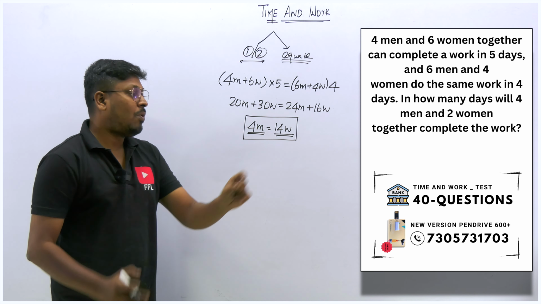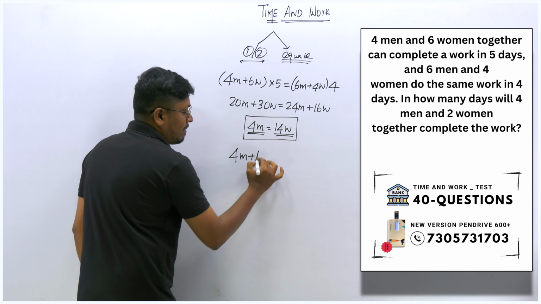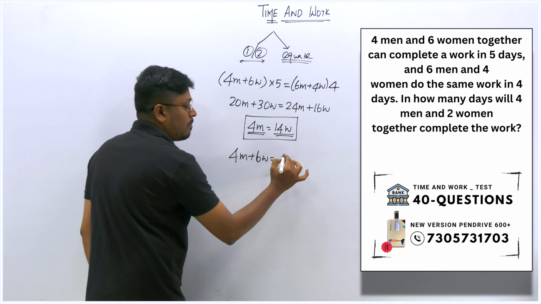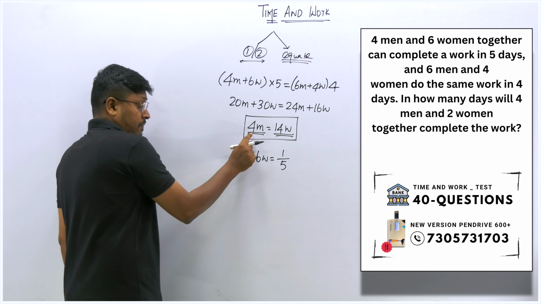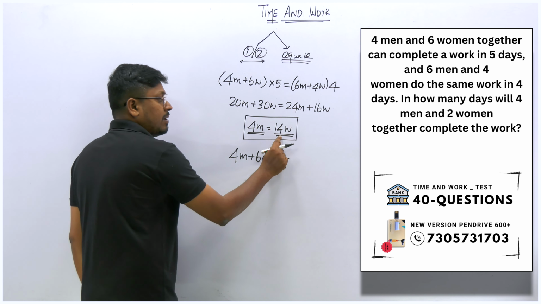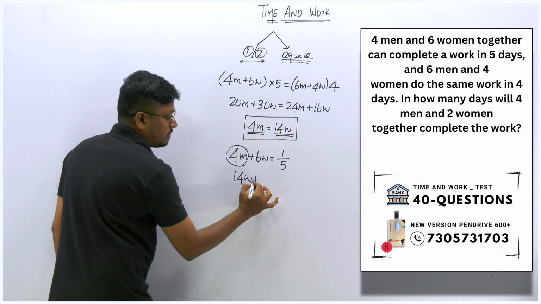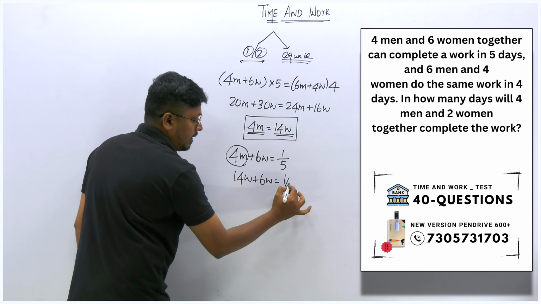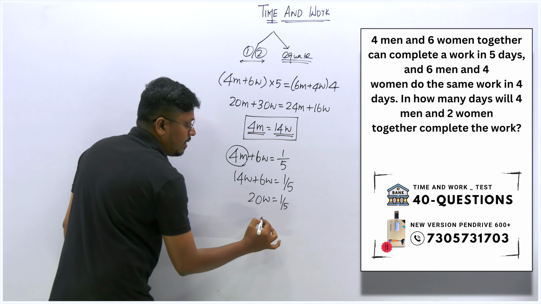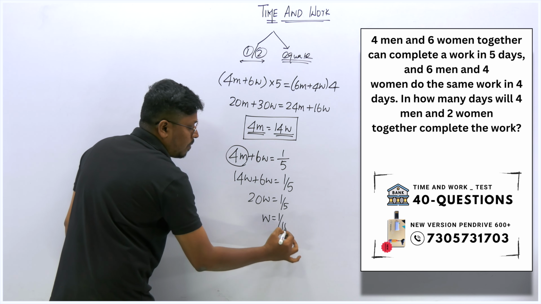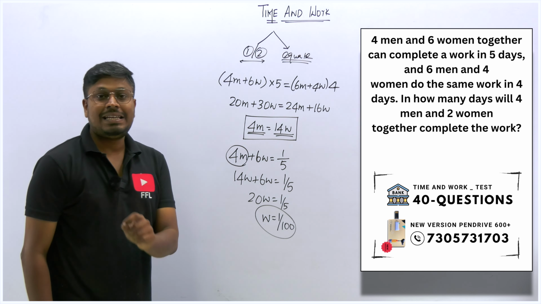Now according to the first equation, we know that 4 men and 6 women can complete a piece of work in how many days? 5 days. 1 day work will be 1 by 5. And now we found 4 men is equal to 14 women. So instead of 4 men, 14 women. So 20 women is equal to 1 by 5. So 1 woman is equal to 1 by 100. Which means a woman alone can complete a piece of work in 100 days.